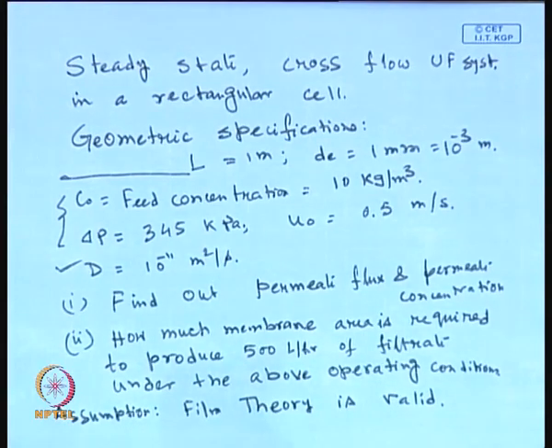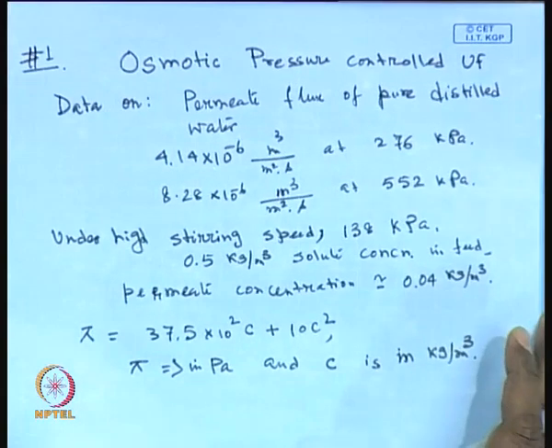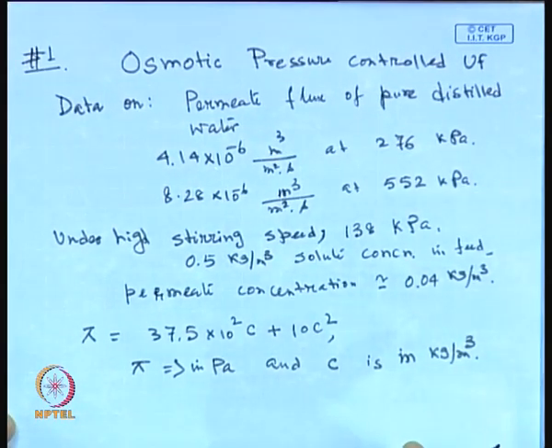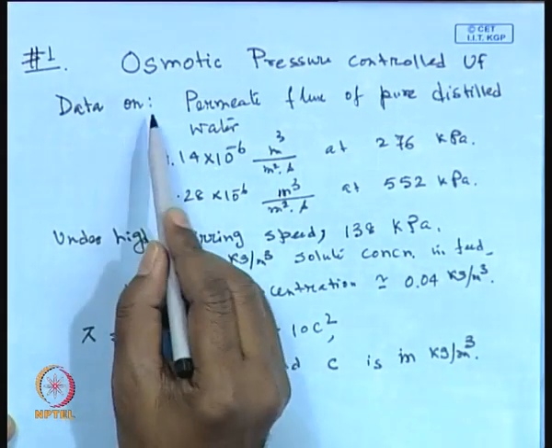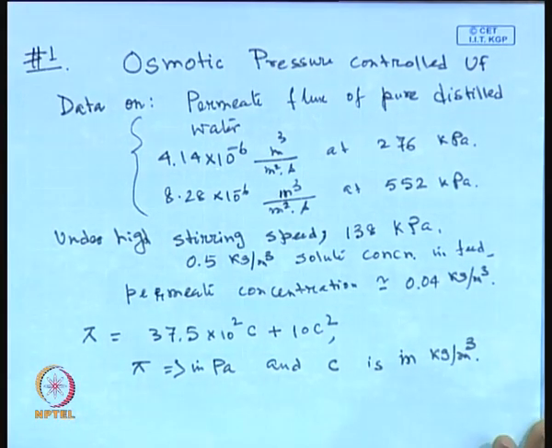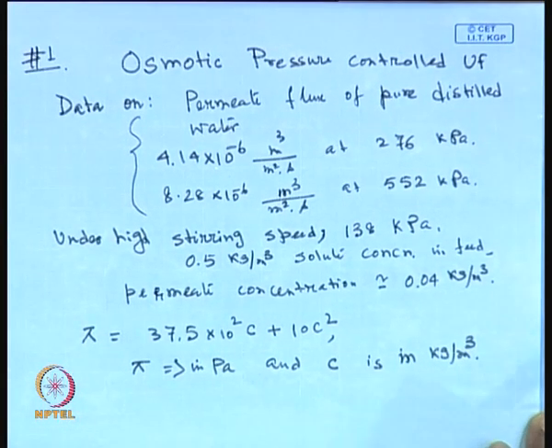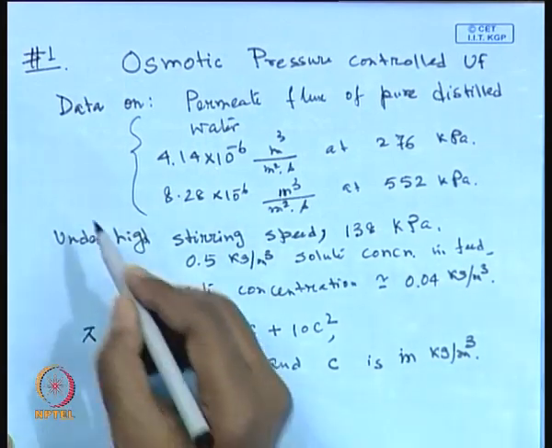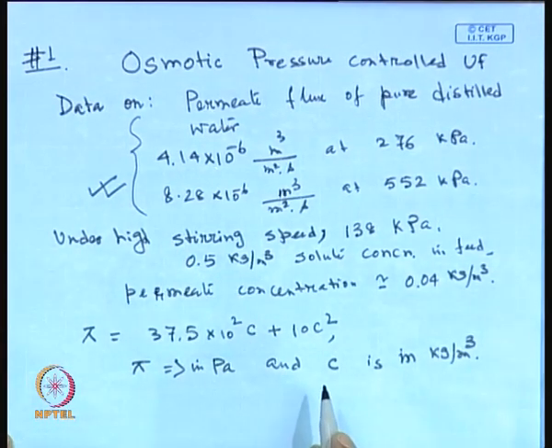So, this is the actual problem, and let us see what we can get from the first information that is given. From these data, which is the permeate flux obtained using distilled water at various pressures, one can calculate the membrane permeability.